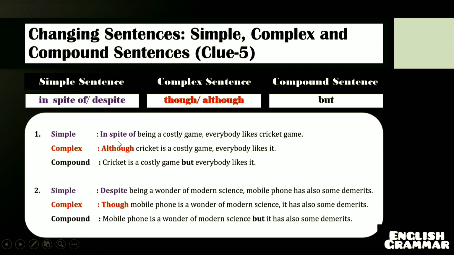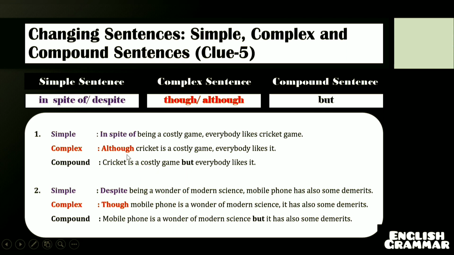If I discuss them, I will find that in the place of "in spite of," I have used "although" and "but." But I need to make sure that the simple sentence should contain one clause. In the sentence, there is a clause which is "everybody likes cricket." This is a clause. But "in spite of being a costly game" is a phrase. And this is also a phrase, "despite being a wonder of modern science."